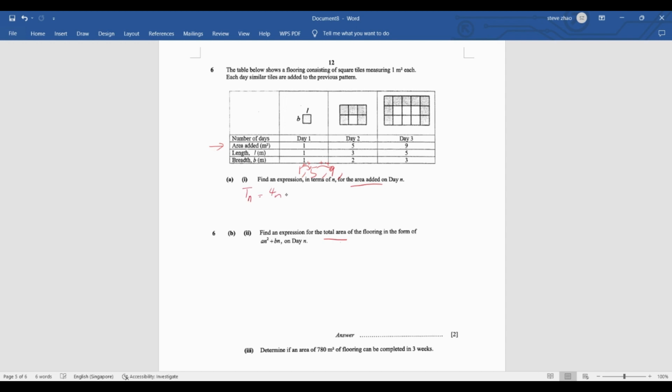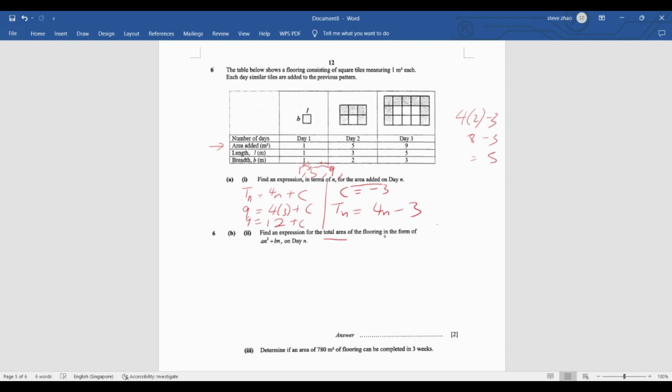So Tn equals 4n plus c. Just take the third term. 9 equals 4 times 3 plus c. 9 equals 12 plus c. So your c is minus 3. So your formula is Tn equals 4n minus 3. Of course, on the side, please go and check one time. Let's take the second term: 4 times 2 minus 3, 8 minus 3, gives me 5. Is it 5? Yes, it's 5. Okay, so I've got this.